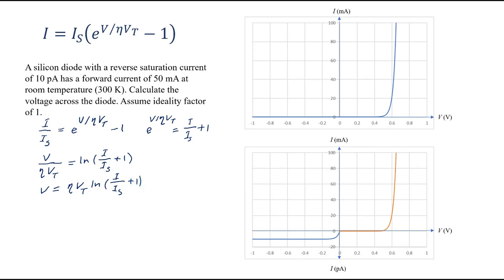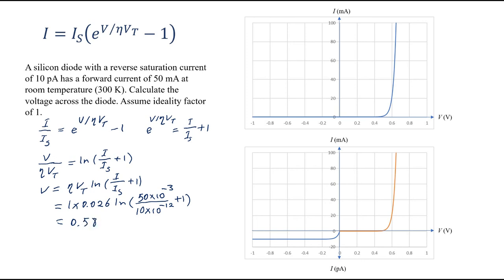Putting the numerical values in the equation, eta is 1, times VT, I is 50 milliamps, and IS is 10 picoamps. So we find the voltage across diode equal to 0.58 volts.